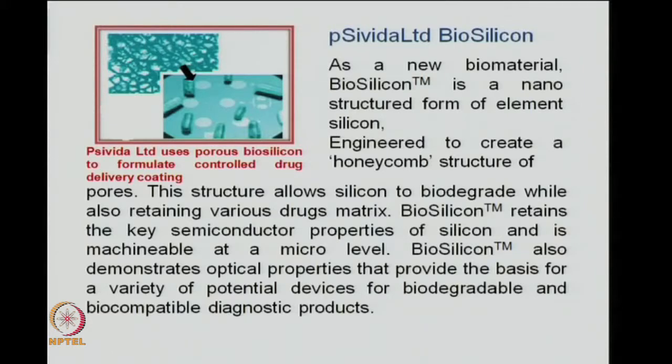Then coming to some real products which are in the market developed based on nanomaterials. There is this product called biosilicon. It is a biomaterial. It is a form of silicon which has been made to have very porous structures. It has a honeycomb like structure and is being used for drug delivery coatings, and it is biodegradable. So, biosilicon is a product which is already in the market and can also be used in biocompatible diagnostic products.